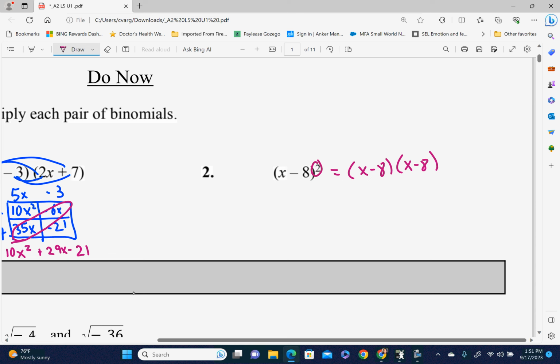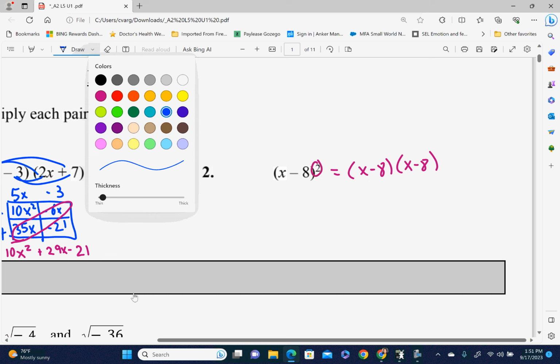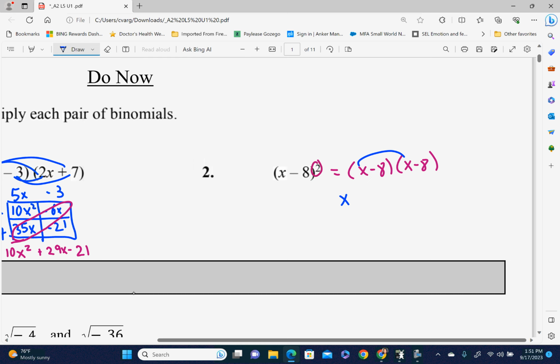And so you could either do box method or FOIL here. Because I did box method here, I'll go ahead and FOIL for those of you who like FOIL. Let's go with blue. So x times x gives us x squared. X times negative 8 gives us negative 8x. I put this term's answer underneath because they're going to eventually add. Negative 8 times x is negative 8x. And negative 8 times negative 8 is positive 64. So plus 64.